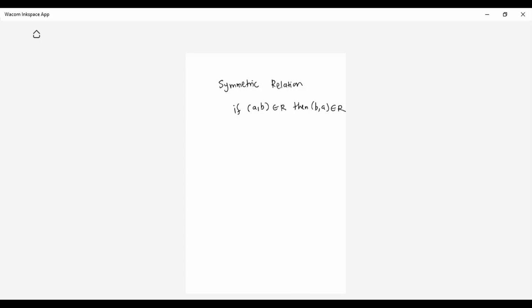I hope you have understood this definition. So if x is related to y, then y has to be related to x. At that time we will say that the given relation is a symmetric relation.